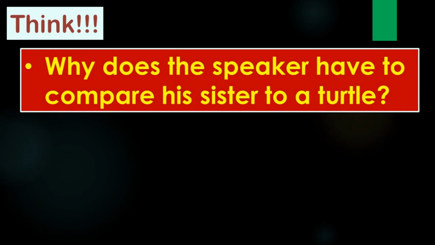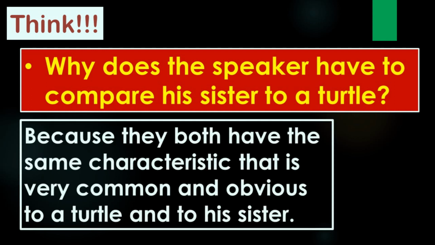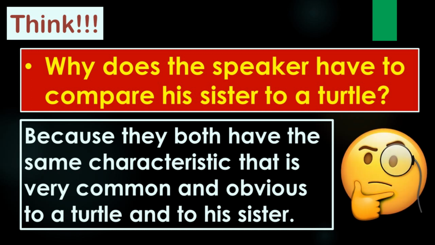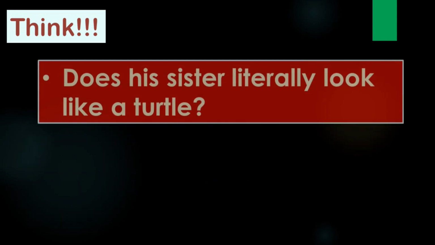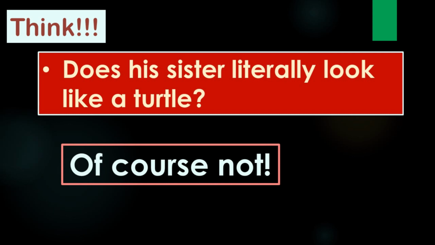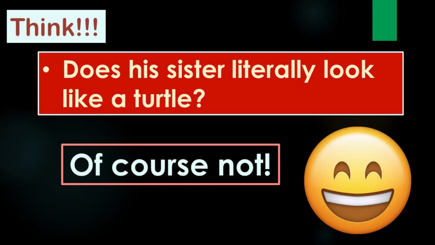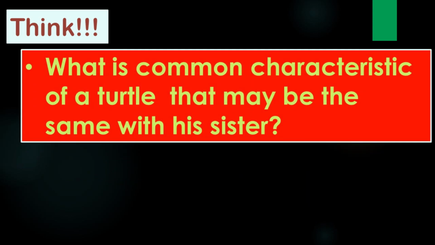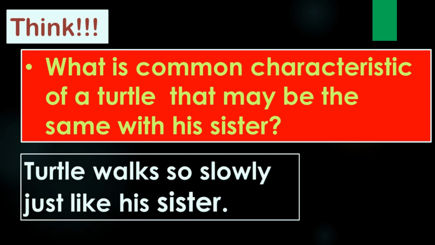Now let us go back to the first question. Why does the speaker have to compare his sister to a turtle? Maybe because they both have the same characteristic that is very common and obvious to a turtle and to his sister. In the second question, does his sister literally look like a turtle? Of course not. And what is a common characteristic of a turtle that may be the same with his sister? A turtle walks so slowly, just like his sister.